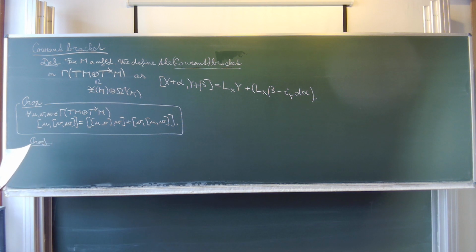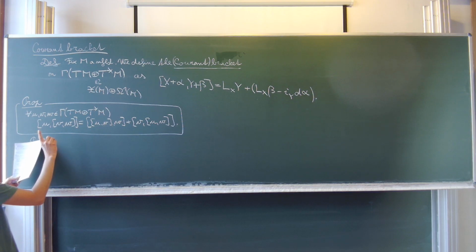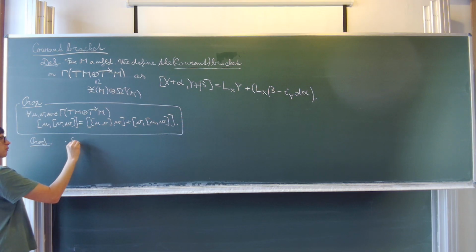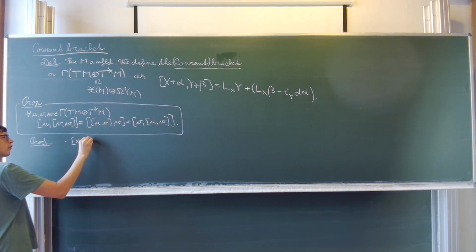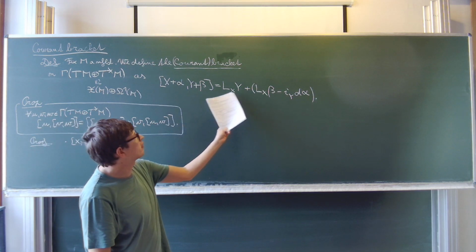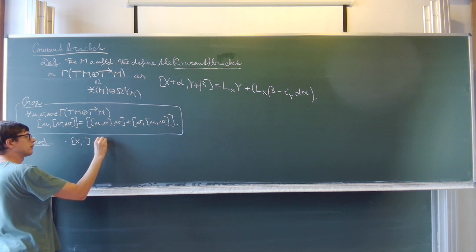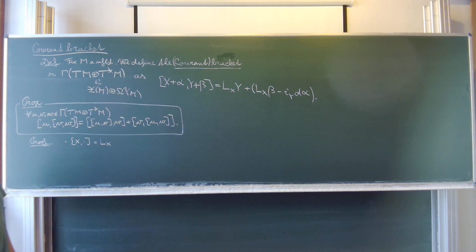Instead of just plugging in and calculating, there is a much better way. First observation: there are two observations that I will start with. If you take a vector field and plug it in the first slot, then what happens is that you have the Lie derivative. So with just a vector field here, this thing is the Lie derivative. It's a very non-trivial observation.